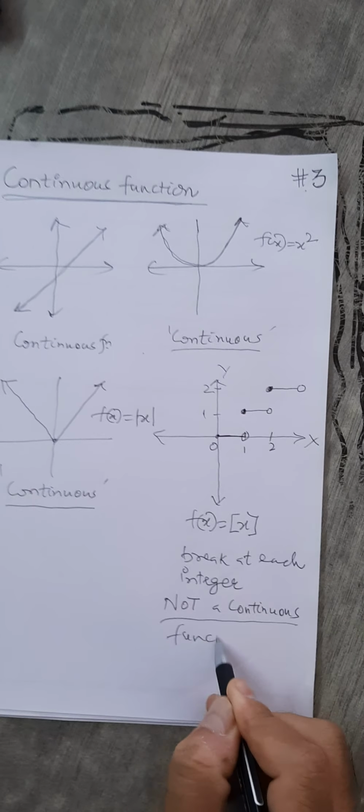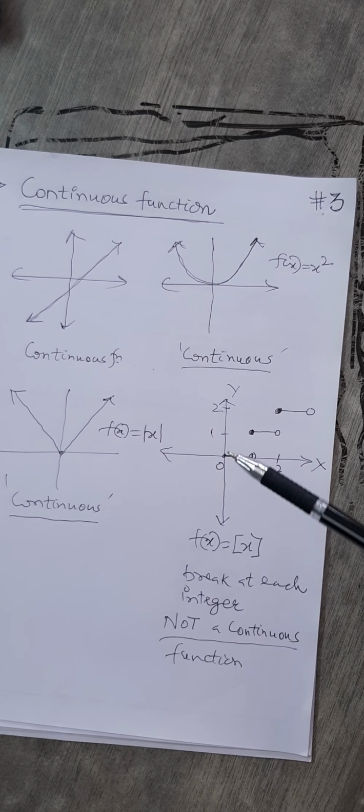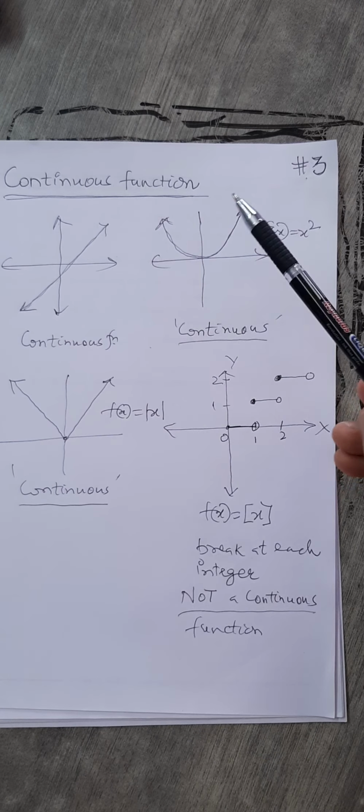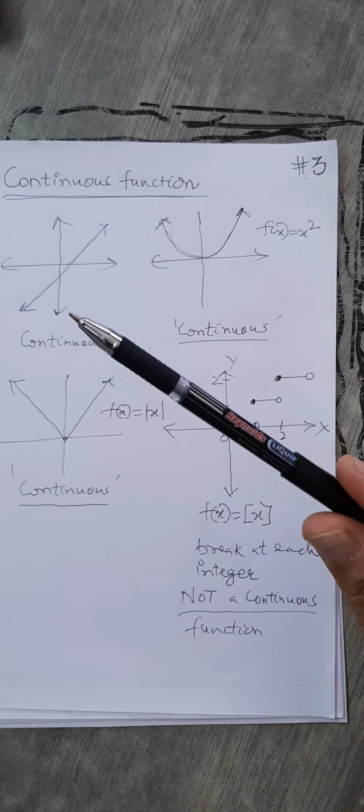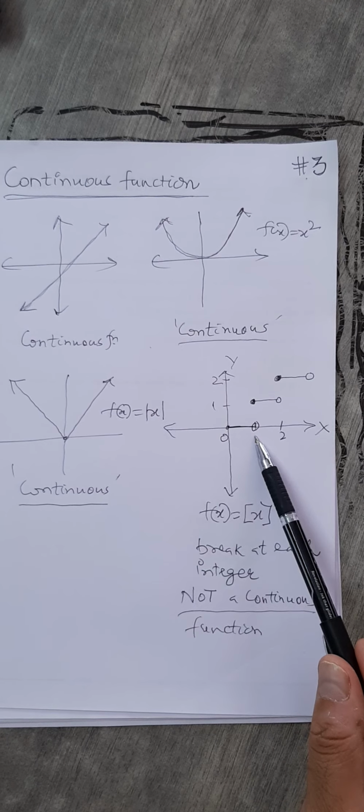So now you must have realized what I'm trying to tell you, or what the meaning of a continuous function is. In a single word, a continuous function means you can draw the graph of a function without lifting the pencil from the paper.